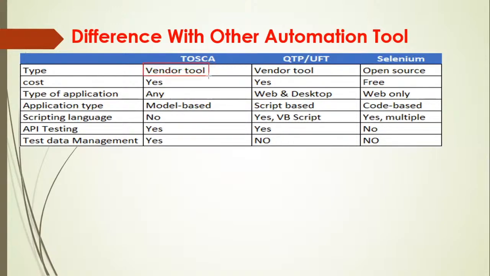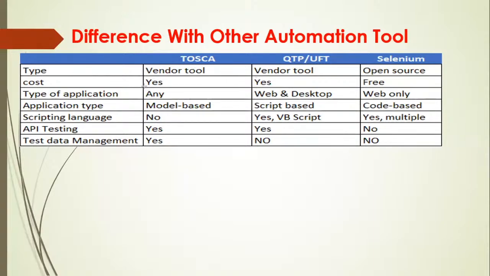A vendor tool is nothing but we have to pay some amount to the Tricentis company to utilize the services in TOSCA. Even UFT QTP is the same. So we are paying some amount to HP to utilize the services in UFT. But we need not pay any amount for Selenium. It is completely free source and we can reuse the services. So the cost of TOSCA we have to pay.